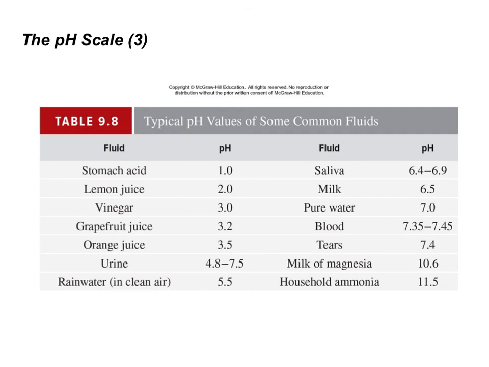To put the pH scale into perspective, here we have some common fluids and their pHs. Something very acidic, such as stomach acid, has a pH of 1. Lemon juice has a pH of 2. Vinegar has a pH of 3. Rainwater in clean air actually has a slightly acidic pH of 5.5. Milk has a pH of 6.5. Pure water is neutral at 7. Tears are slightly basic at 7.4. And ammonia used to clean around the house has a pH of 11.5.